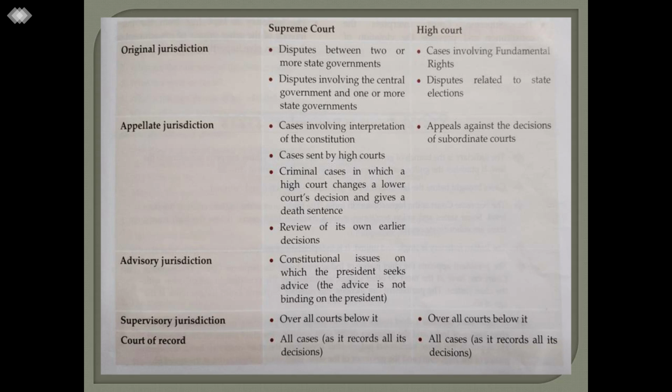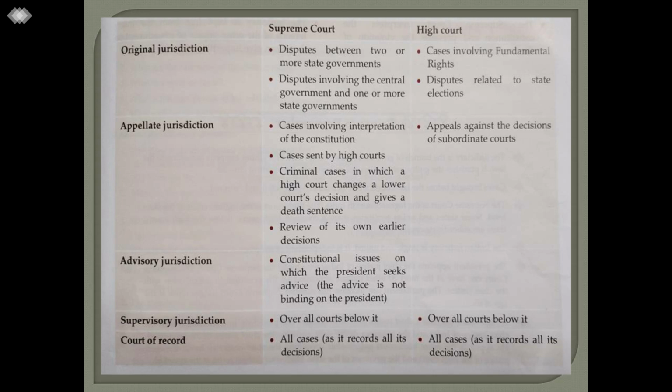The fourth point is original jurisdiction. The original jurisdiction of the Supreme Court includes disputes between 2 or more state governments, and disputes involving the central government and 1 or more state governments. The original jurisdiction of the High Court includes cases involving fundamental rights and disputes related to state elections.